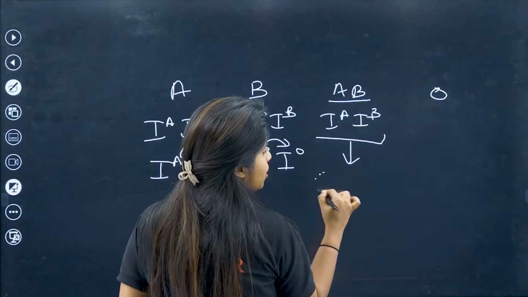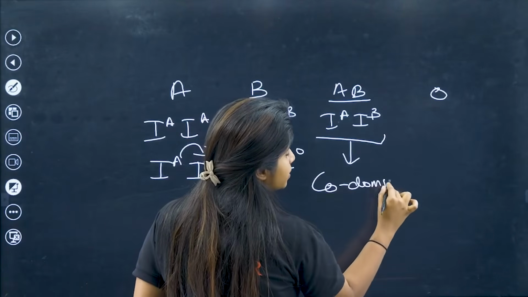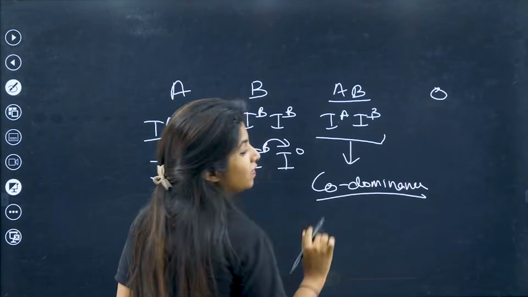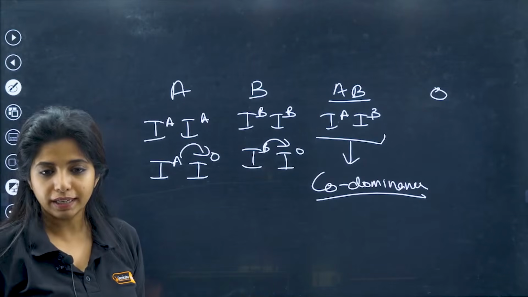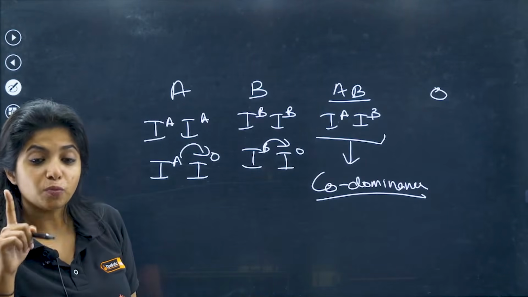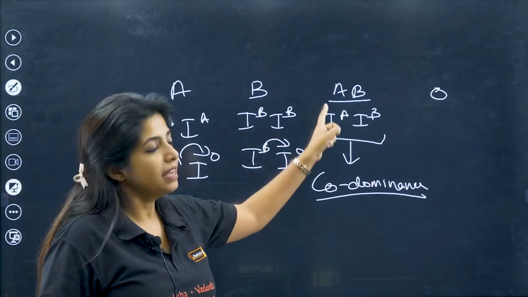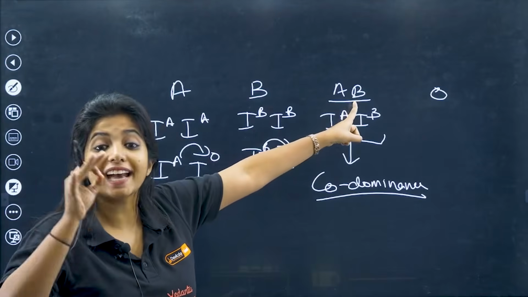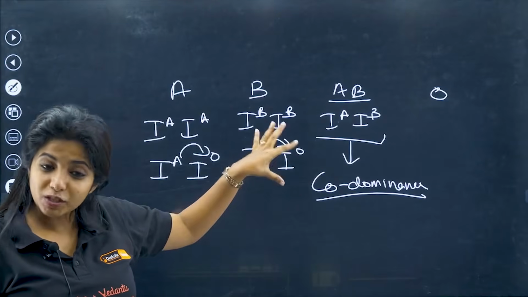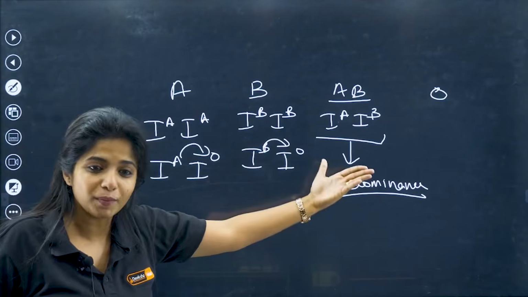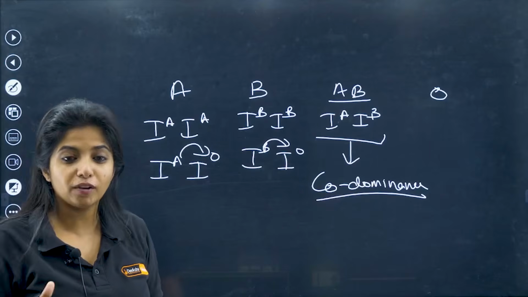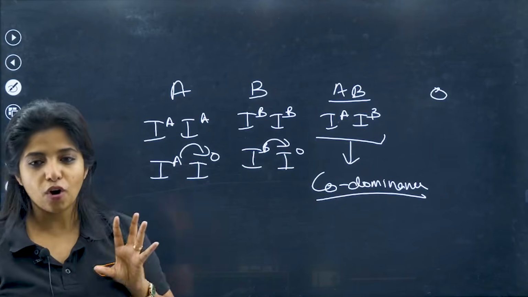And this is an example of codominance. Both of them are equally dominant, my dear children. There is not only one which is dominant. Both of them are equally dominant. That is why it is AB blood group. This is again an exception. So multiple allelism is shown by blood group and also codominance is shown by blood group, and both of them are exceptions to Mendel's law of inheritance.